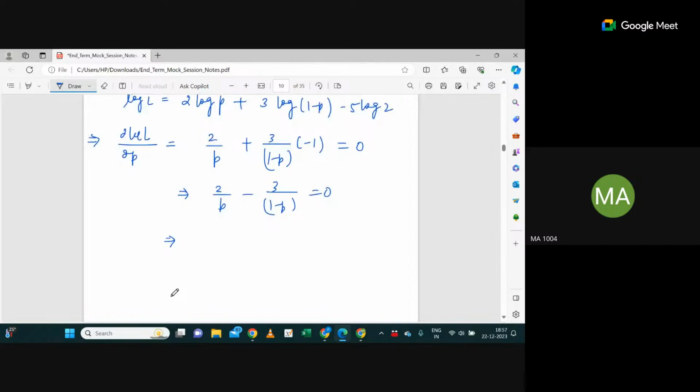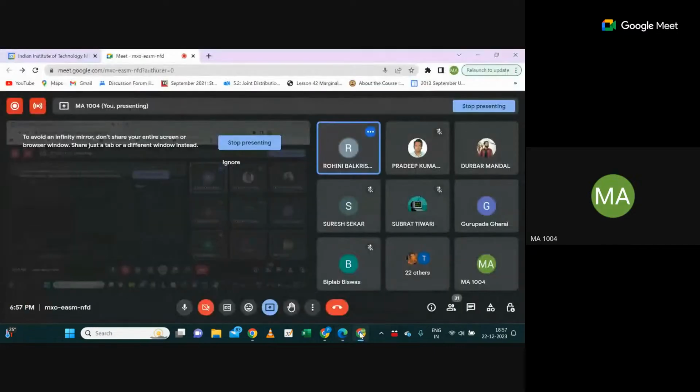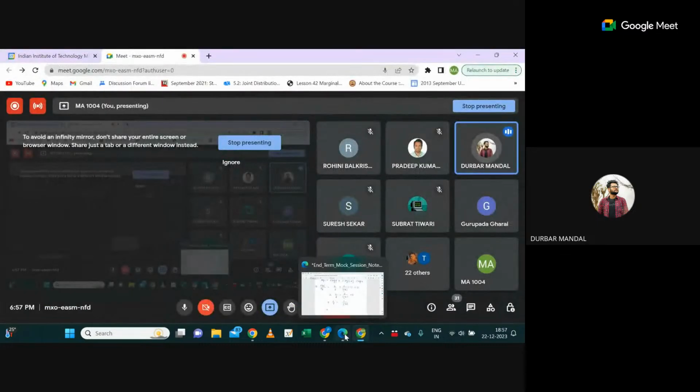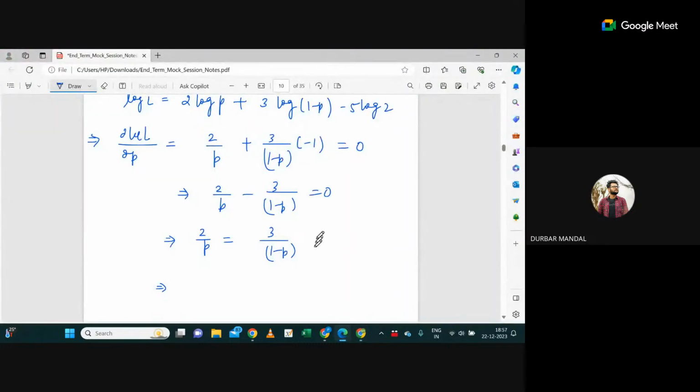Now what's next? Rohini, can you please? Sir, I have a silly question, if you don't mind. I've forgotten this differentiation. I don't understand where that -1 came from, because I have seen it in one of the revision sessions as well, where the professor said there is a -1. I think you should then brush up on differentiation, right?